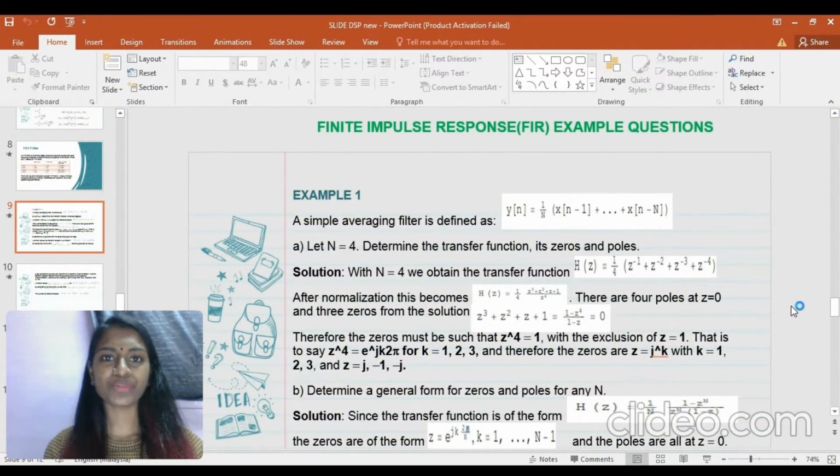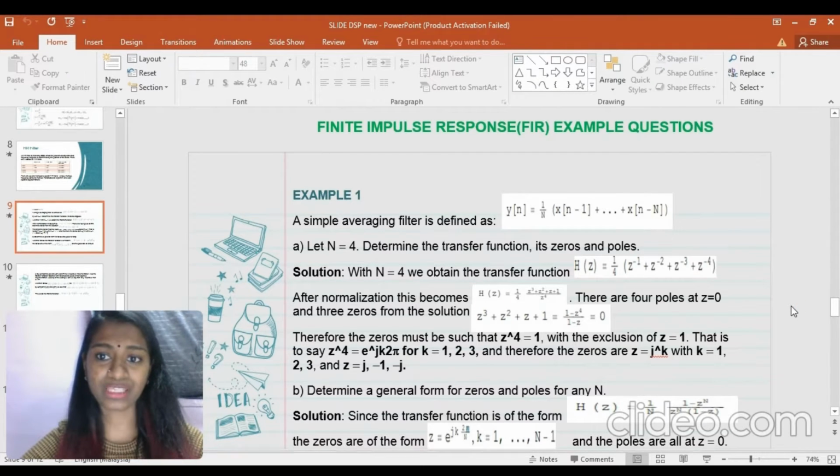Hey, my name is Samsu Pradimanikum, matric number is B08191037. My part for this assignment is to do the example questions of finite impulse response, FIR. So example 1. A simple averaging filter is defined as y(n) equals 1 over N times x(n) plus x(n minus 1) plus up to x(n minus N). A, let N equal to 4. Determine the transfer function, its zeros and poles.